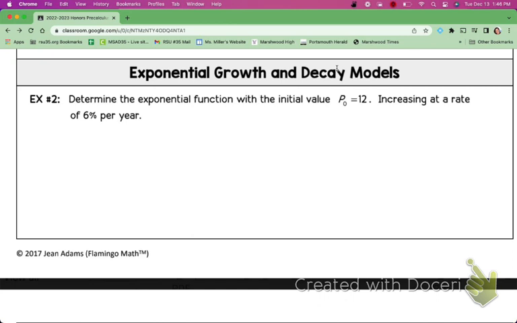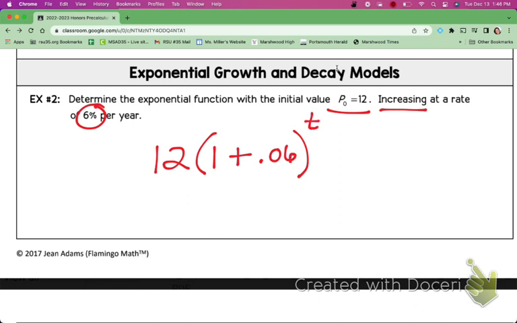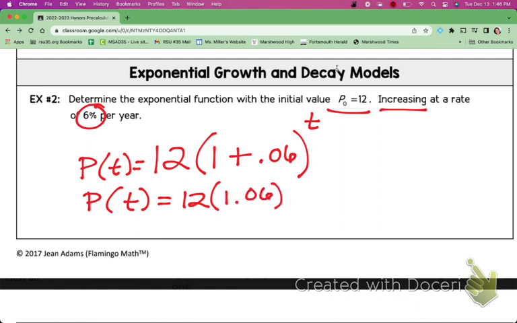Example 2. Now we're going to come up with an actual function given some values. Determine the exponential function. Initial value is 12. So that means we're going to have 12 times 1 plus something. We are increasing at a rate of 6%, so I'm going to add 0.06 to the T power. So P of T is equal to that. I could just simplify the number inside the parentheses to 1.06. So there could be my function.